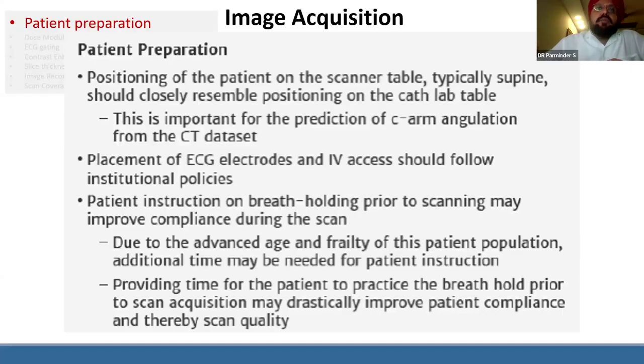Second important thing when acquiring a CT is the breath holding. It's very important. Otherwise, if the breath holding is not proper, certain artifacts will creep in, and we may not be able to analyze the CT properly. Due to the advanced age and frailty of this patient population, additional time may be needed for patient instructions. Most of the elderly patients are hard of hearing. In such patients, if the verbal command doesn't work, we can use some visual commands like switching off the light or switching on the light for breath holding for the scan.